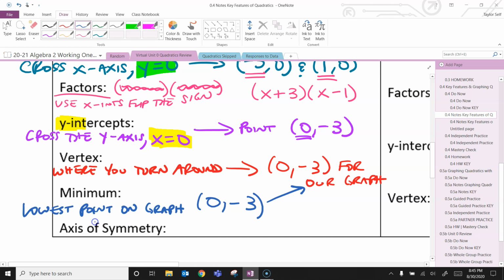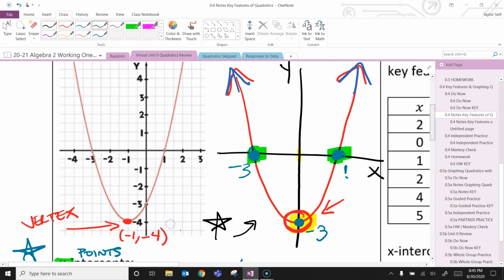Axis of symmetry is the last thing we need to talk about, so get this down. Axis of symmetry is what you reflect about. The number you reflect over. Okay, so what do I mean? It's like what makes your mirror.